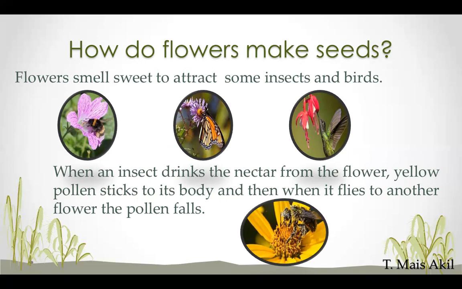So as you see here, there is a bee drinking nectar from the flower. While it's drinking the nectar, you can see the yellow pollen sticks to its body. The pollen is a yellow powder. The flower makes it. As you see here, the pollen sticks to its body. After that, this bee could fly to another flower, then the pollen falls in the flower.